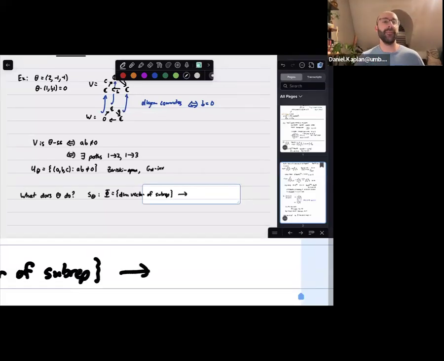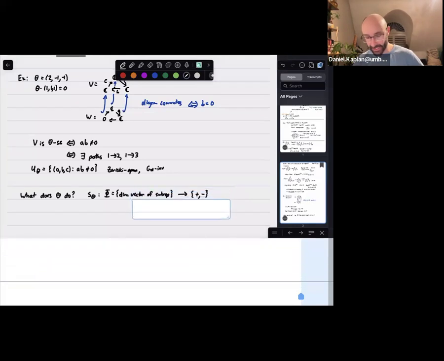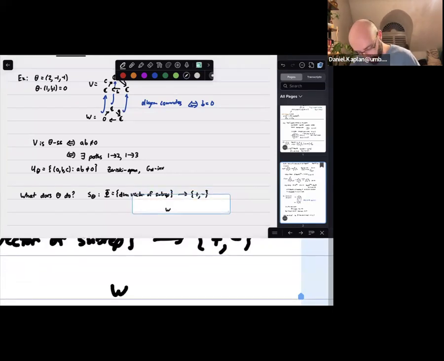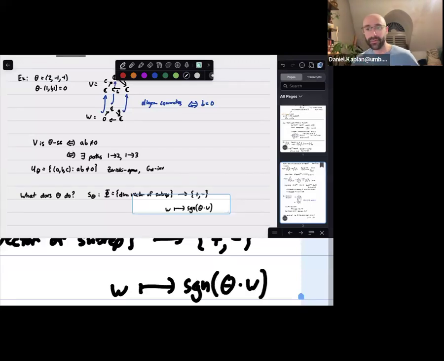And the only relevant thing, being stable or unstable in this case, was whether you're greater than 0 or less than 0. And so it's going to assign a sign, +1 or -1, one of these two things. The way it does this is taking W, you do the dot product theta dot W, and then you take the sign of whatever comes out. Okay, so this is a perfectly good map.